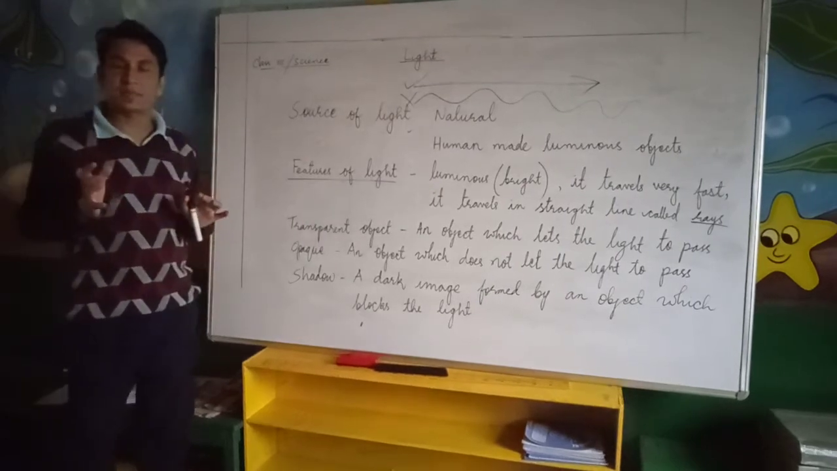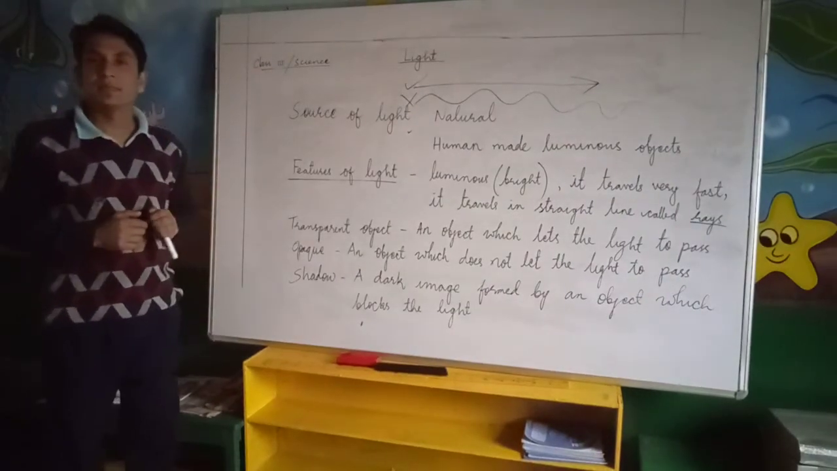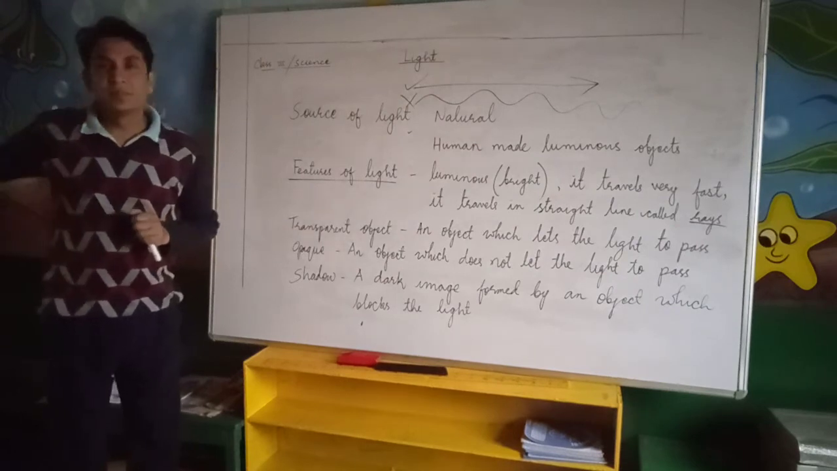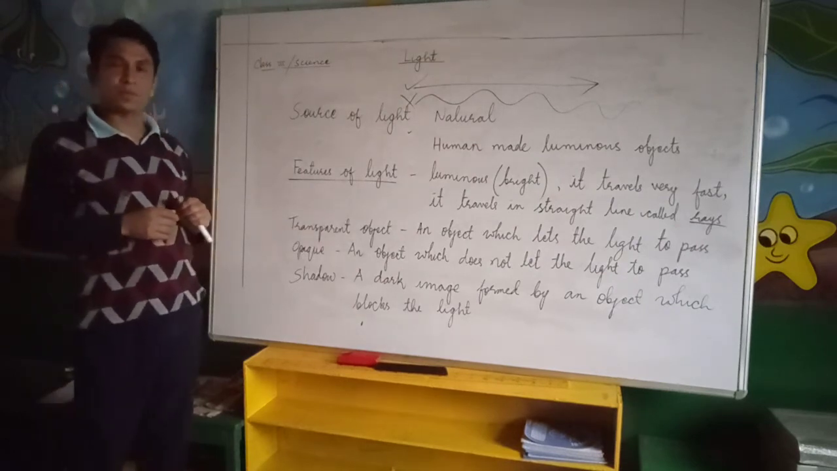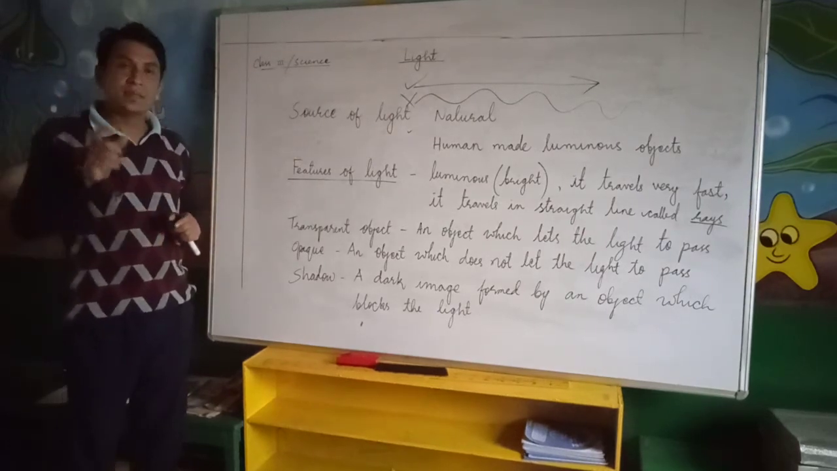And some objects are always opaque. Okay? And the image of such objects can be seen on the next layer of the surface. That is called shadow. Shadow only chaya.